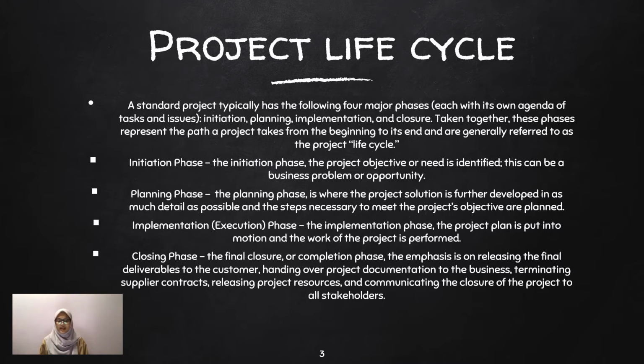Closing phase. During the final closure or completion phase, the emphasis is on releasing the final deliverable to the customer, handing over the project documentation to the business, terminating supplier contracts, releasing project resources, and communicating the closure of the project to all stakeholders.